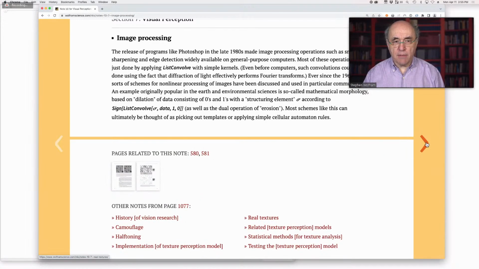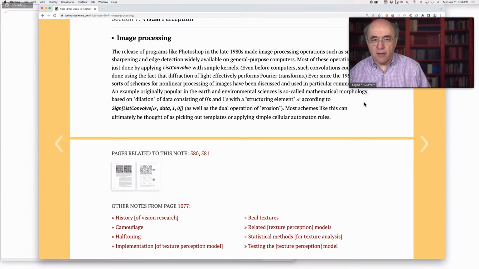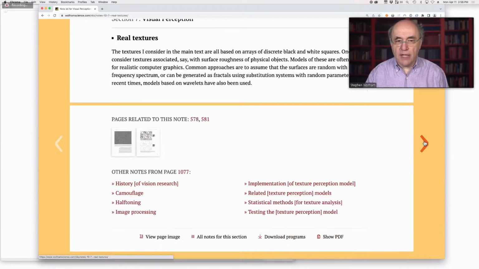Okay, other texture perception stuff. Right, this is things like I talk about Photoshop and the fact that sharpening and edge detection are now on general purpose computers. And in those days, when the book came out in 2002, Wolfram language did not yet have image processing as direct built-in features; we were just beginning to put that in. So this section would have lots of different notes nowadays. With things like mathematical morphology, we've had that implemented very nicely in Wolfram language for a long time now. But I'm just mentioning that here.